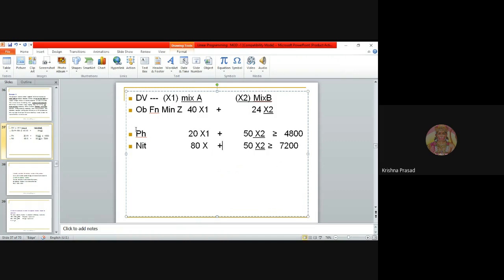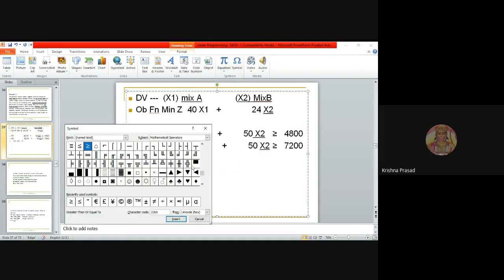Okay. Now, the constraints are phosphate and nitrogen. 20x1 plus 50x2 is greater than or equal to 4800. Nitrogen 80x1 plus 50x2 greater than or equal to 7200. Your objective function: minimize z is equal to 40x1 plus 24x2. And what is your non-negative constraint? You must write x1, x2 greater than or equal to 0.